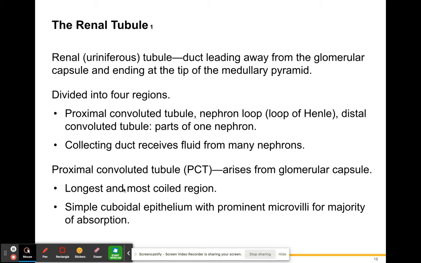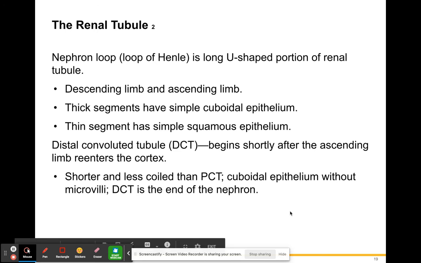The PCT is the longest and most coiled region. We'll see that in a moment. And the PCT, simple cuboidal epithelium with microvilli, are going to be in our PCT for absorption. We want to absorb and filter things out of your blood, so we're going to need epithelial cells that have microvilli on them in order to do so.